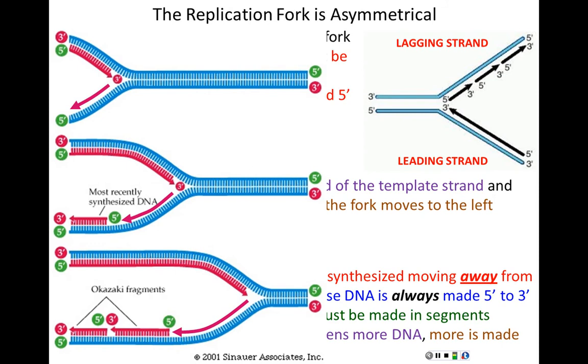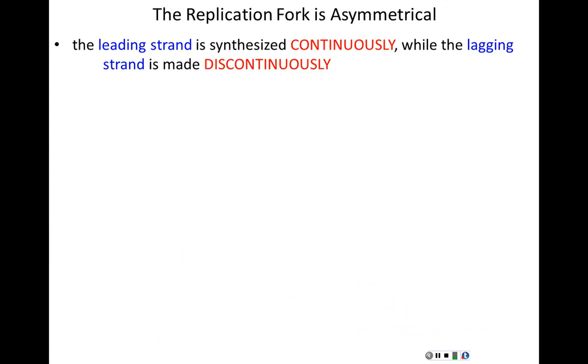I've used the terms already, but to define them formally, the leading strand of DNA is the strand that is made continuously as one long molecule, whereas the lagging strand needs to be synthesized discontinuously, beginning as individual segments of DNA.